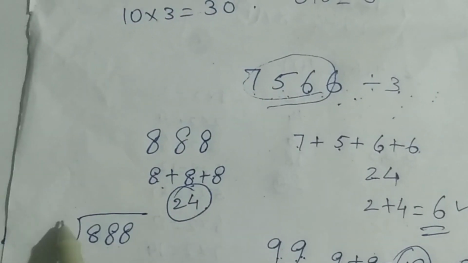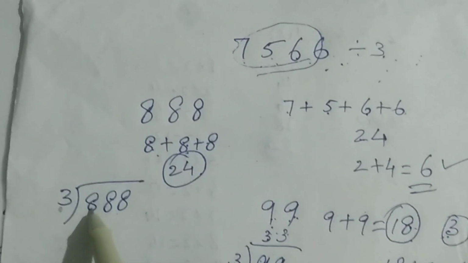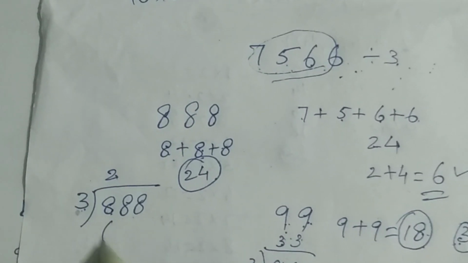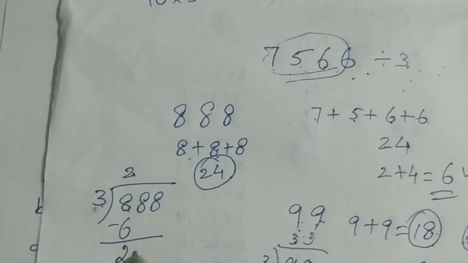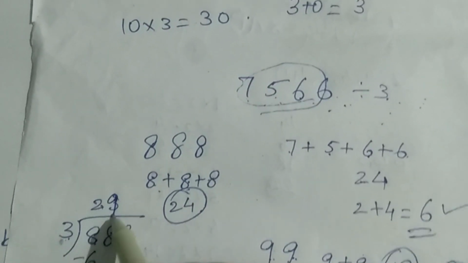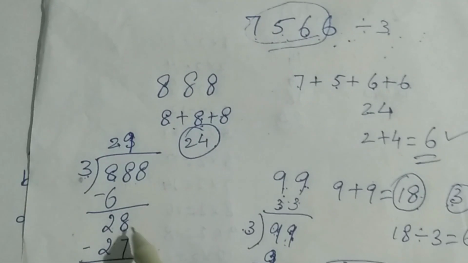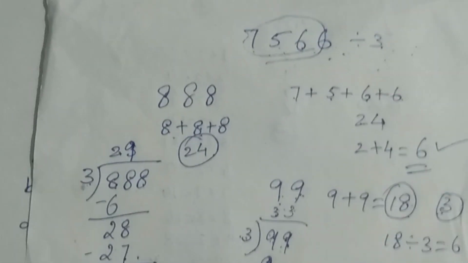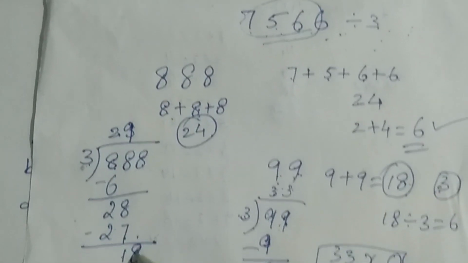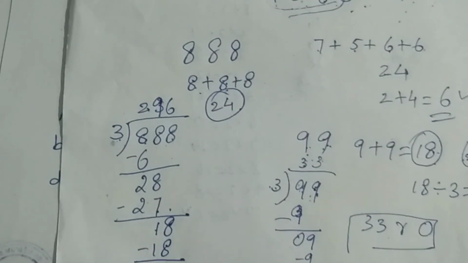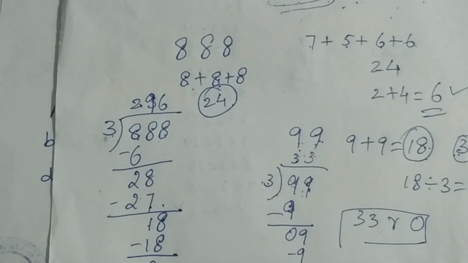888 divided by 3. How many 3s are there in 8? We can say 2 3s are there in 8. 2 3s are 6. So subtract, next 28. 9 3s are 27. Then subtraction, 28 minus 27, 1. Again 18, write down this 8. So 18. How many 3s are there in 18? 6 3s are 18. So we know the remainder is 0. 18 minus 18 is equal to 0.